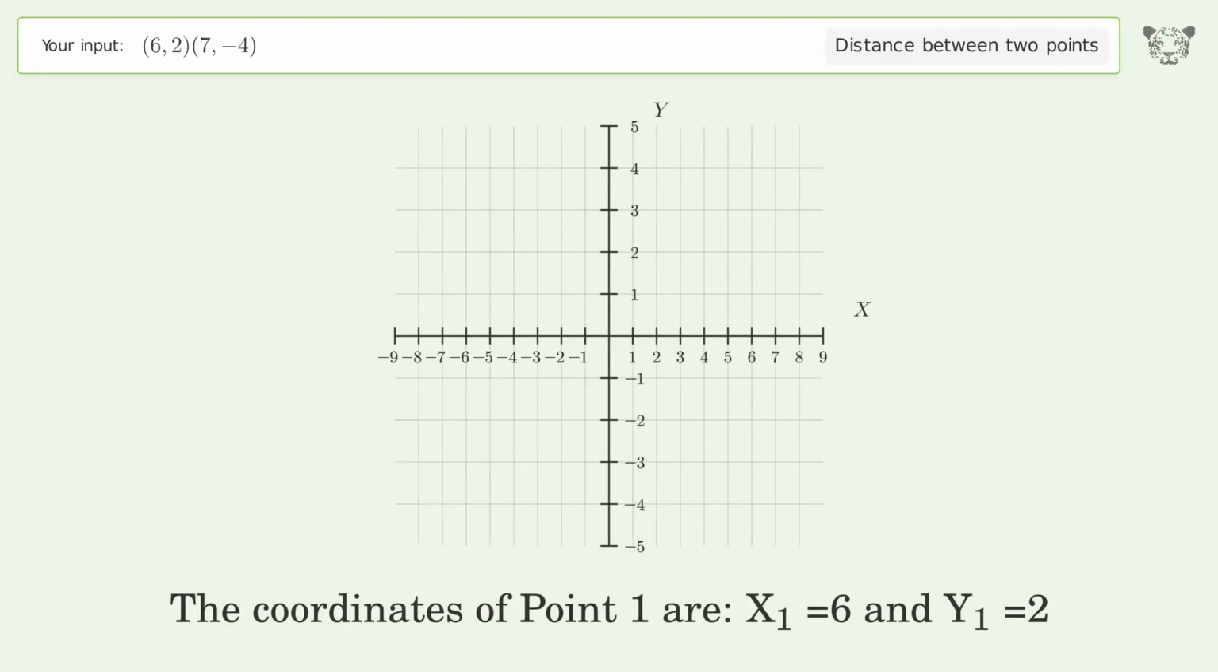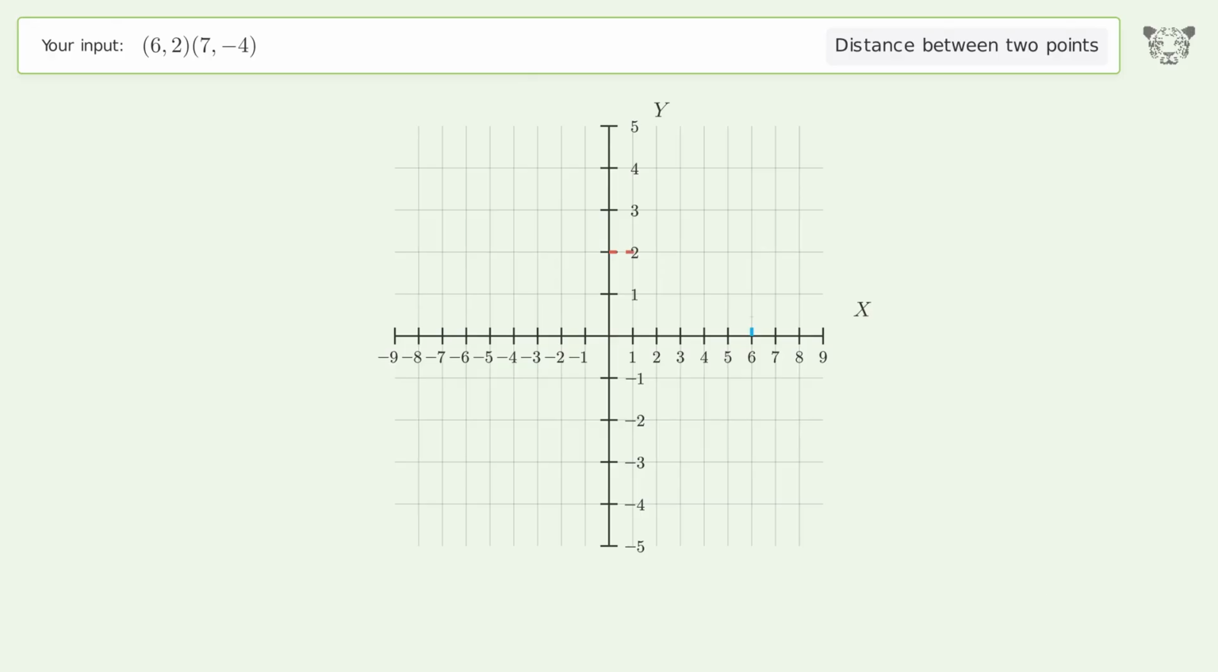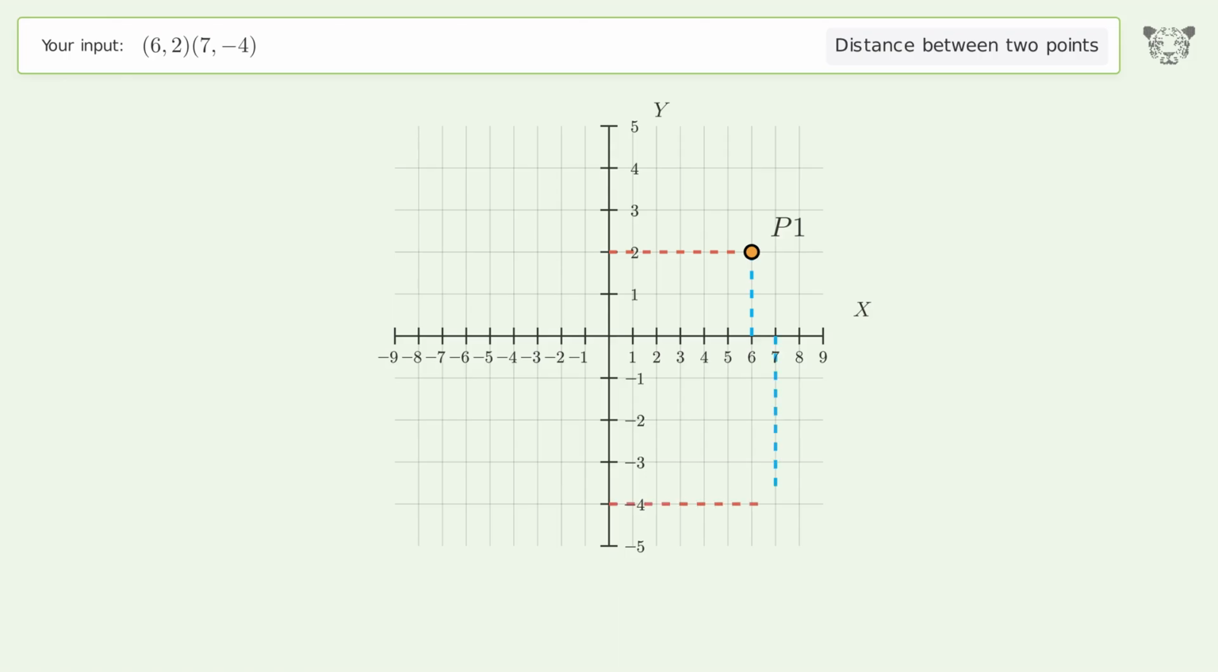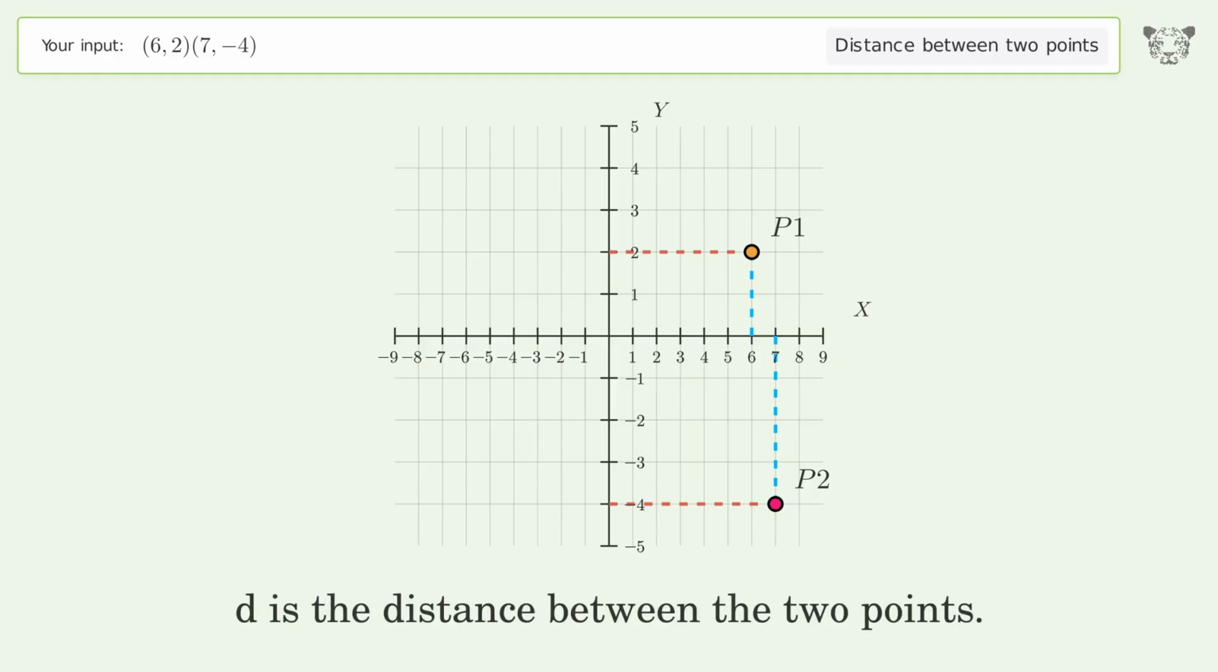The coordinates of point 1 are x1 equals 6 and y1 equals 2. The coordinates of point 2 are x2 equals 7 and y2 equals -4. D is the distance between the 2 points.